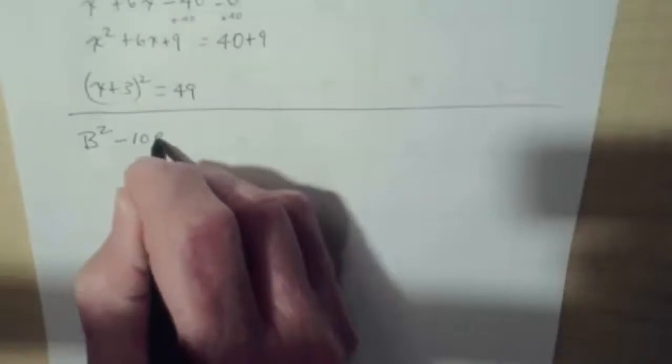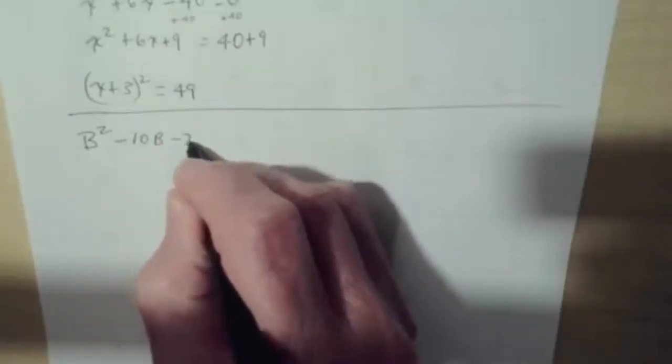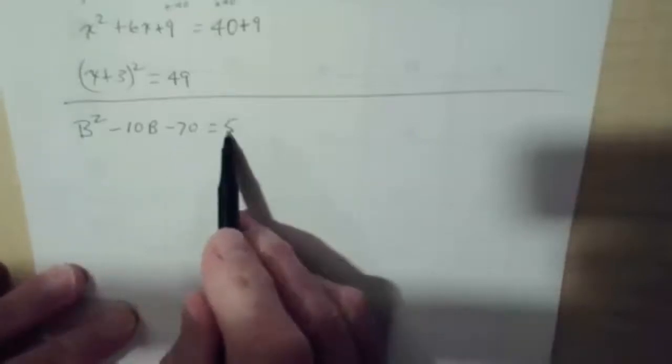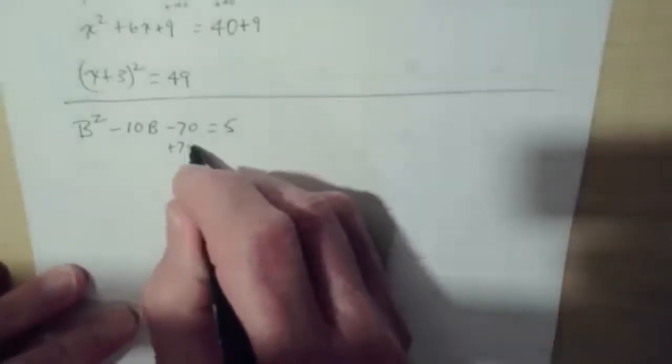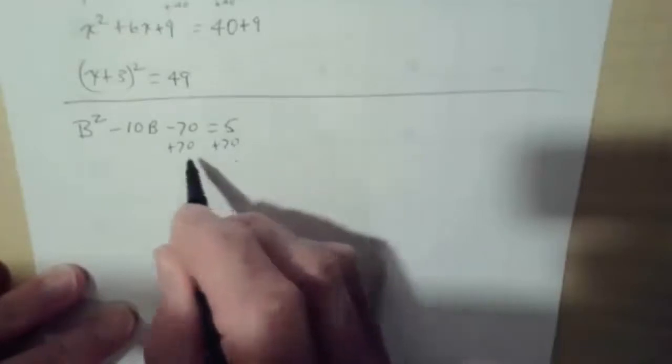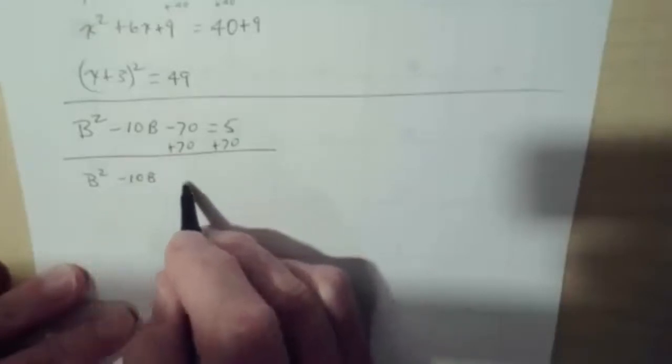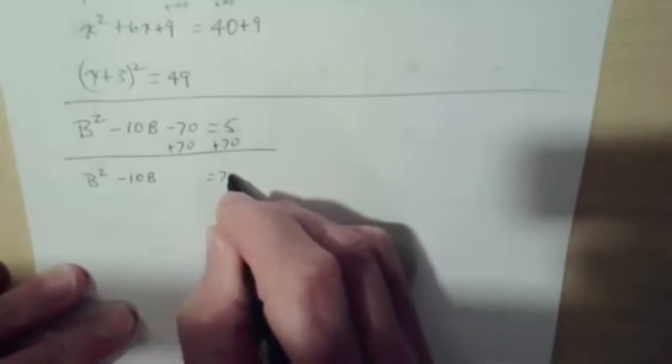Okay, what if we have this? What if we have b squared minus 10b minus 70 equals 5? Now remember, the first thing we do is we move the constant to the other side. So we add 70 to each side, and we get b squared minus 10b. We're going to skip a little space to complete the square, equals 75.